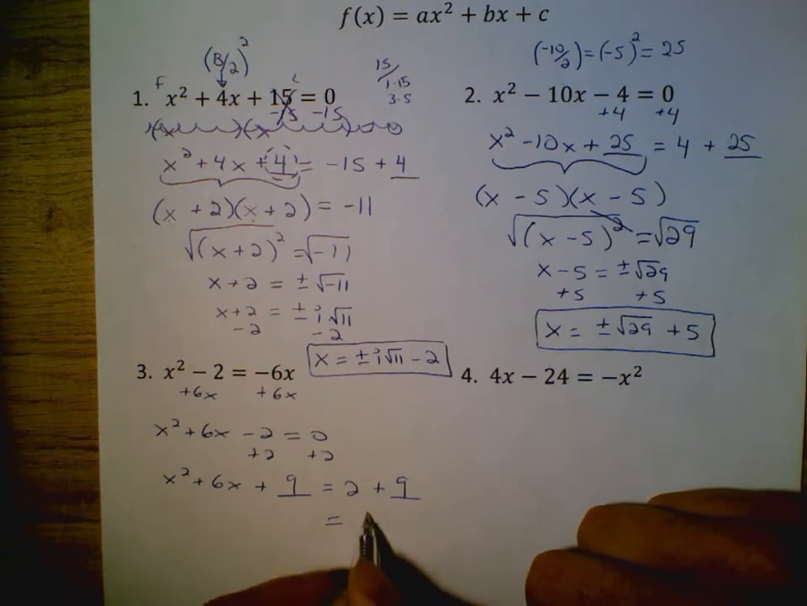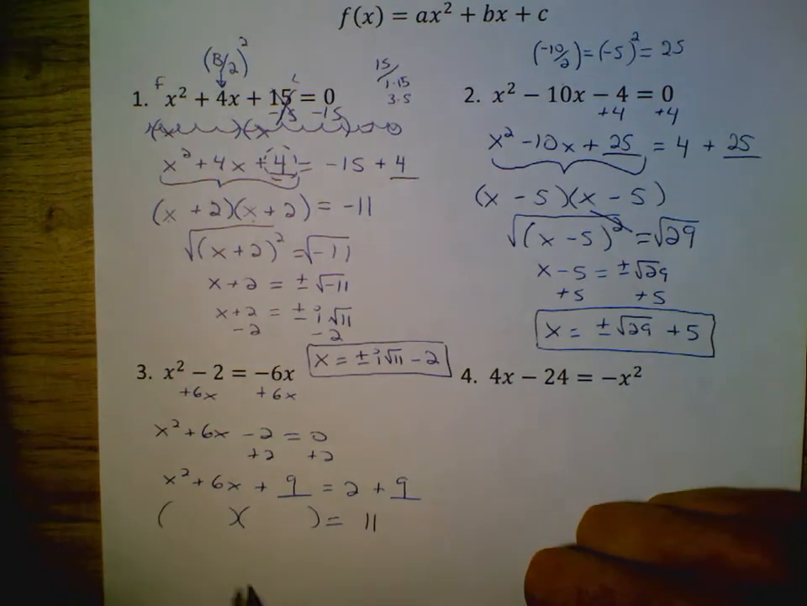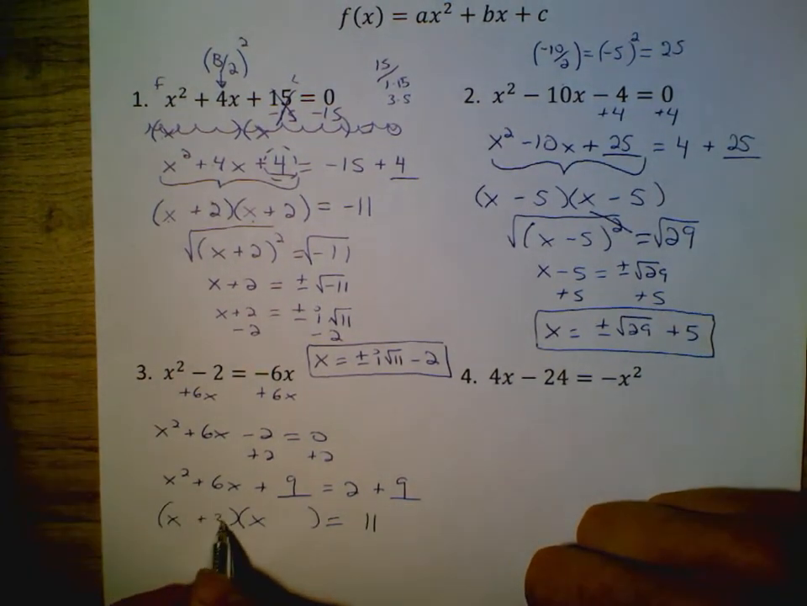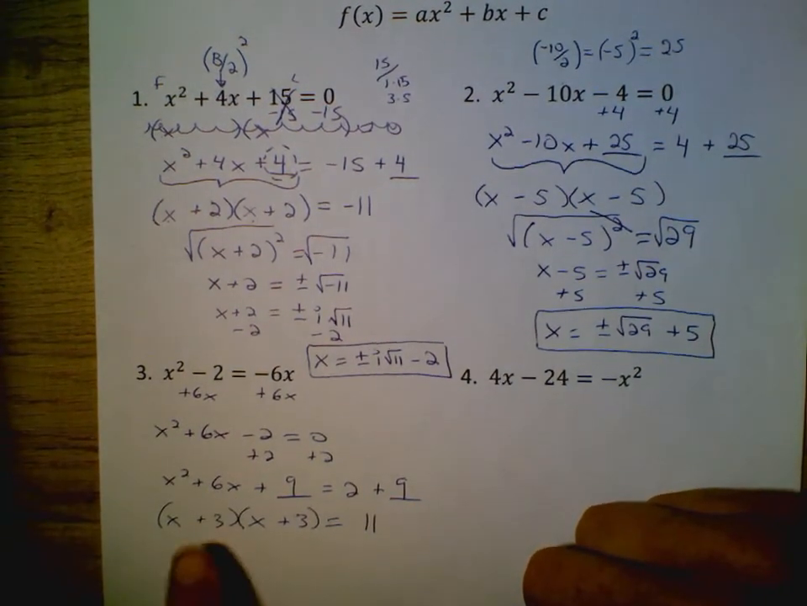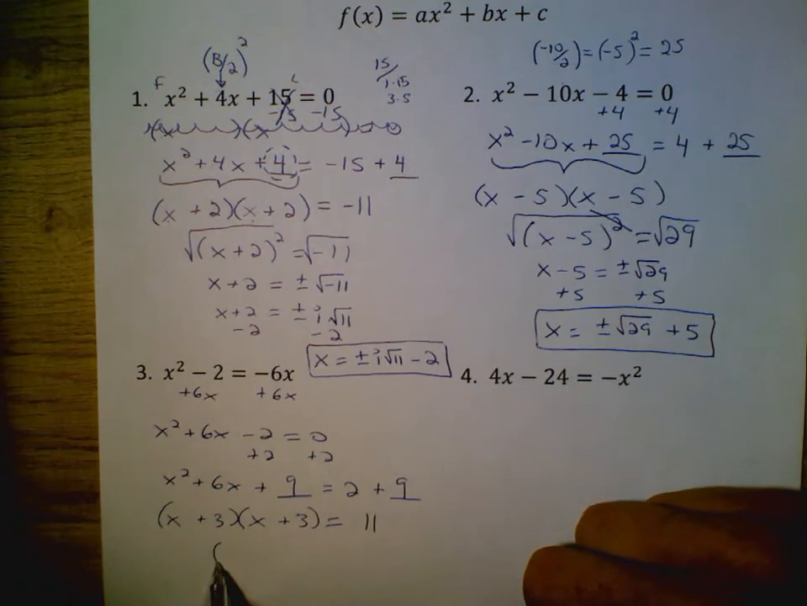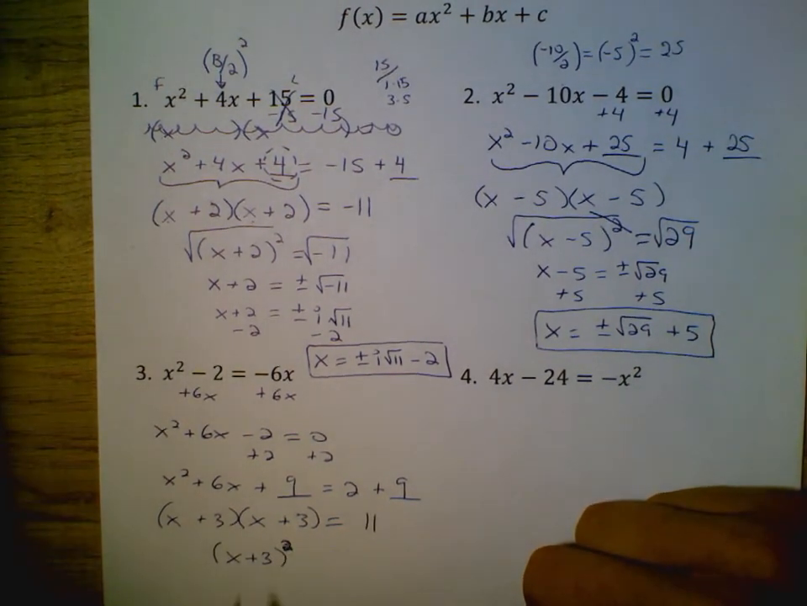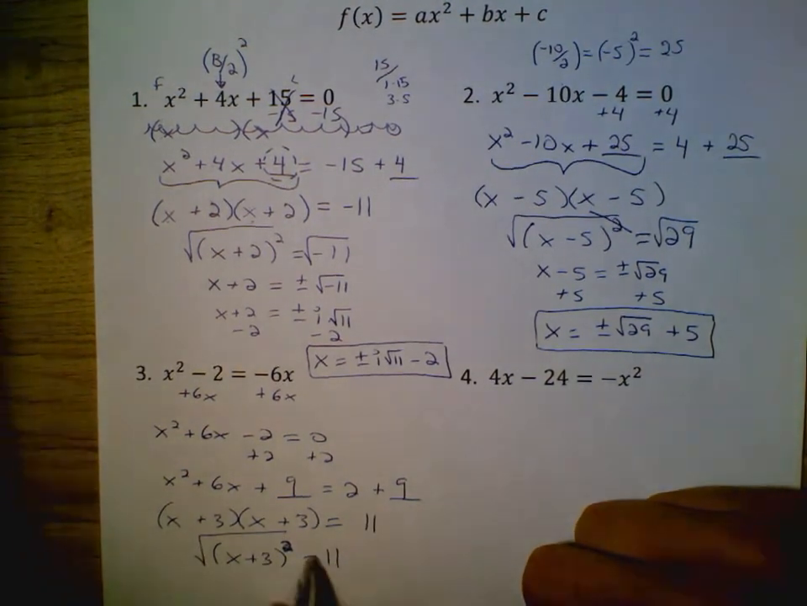Well, that's going to give me 11 on the right side, and then I can factor the left side. It's going to be x times x is x squared, and then 3 times 3 gives me 9, and we'll add to 6. Notice those are the same, so if I multiply them together, I get x plus 3 squared, not cubed, sorry, x plus 3 squared equals 11, and then I just take the square root of both sides.